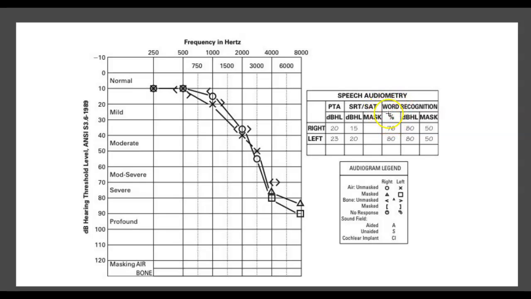Okay, here are your word recognition scores. Remember, they are in percentages. And it gives you the dB HL that it was tested at. And then it also gives you how much masking was put in the opposite ear. So when you're looking at this one, right here, the right ear had 80 dB HL of sound, the left ear had 50 dB HL of masking. Okay, so that's how you interpret that. And they got 76% correct. Okay, here they got 80, which is fair.